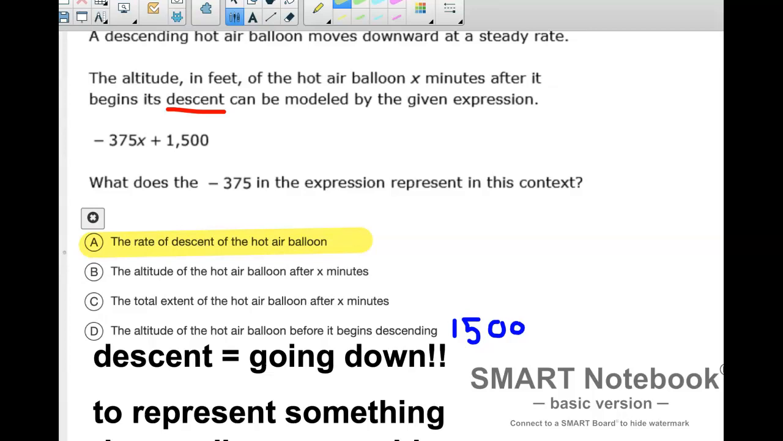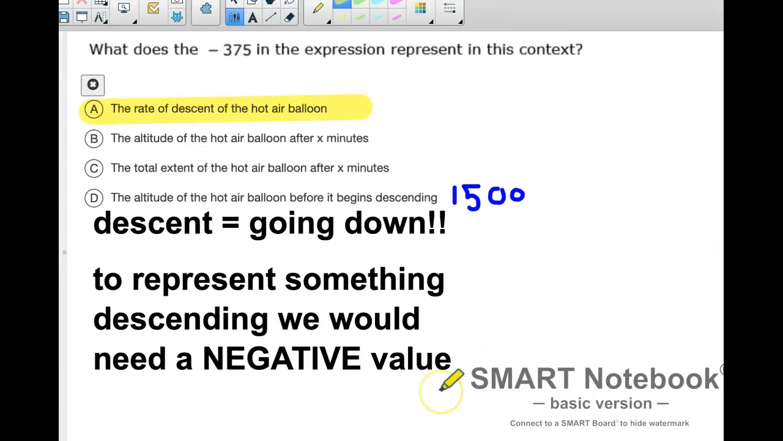X is the number of minutes after it begins its descent, and the negative 375 is the rate of descent of the hot air balloon. Again, remember, descend means going down. So if you're going down, your height is getting closer and closer to the ground. So to represent something descending, we need a negative value.